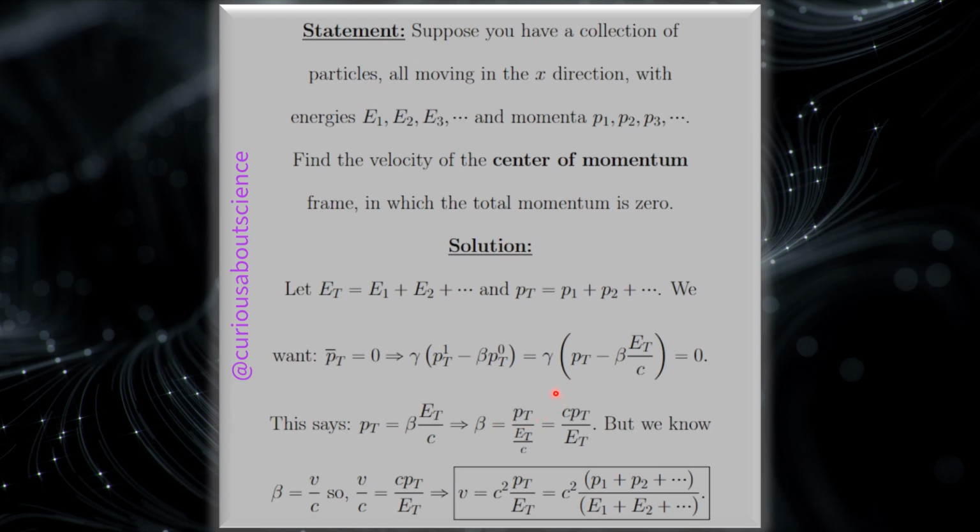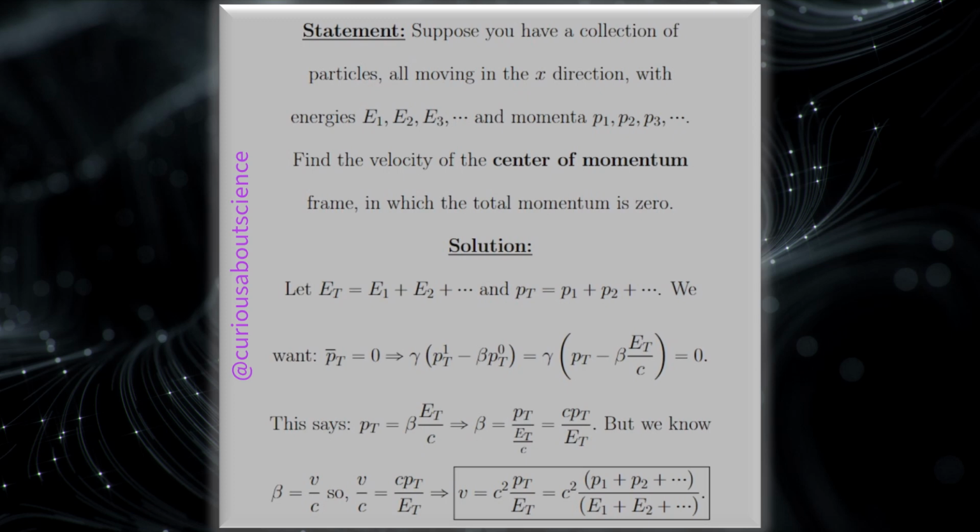Here we just see that solving through gives us the speed of light times the momentum total over the energy total. But we know that beta is equal to v over c, so we get a c squared term there. And then of course the c squared is multiplied by the sum of the momenta over the sum of the energies.